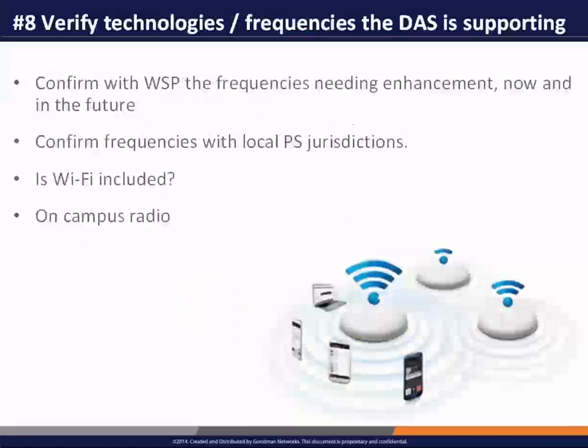Touched on that a moment ago. Going to A, verifying the technologies and the frequencies is critical. You need to confirm, when you talk to the carriers, what frequency bands they expect you to use now and in the future. Typically, your designer will do that, and there needs to be some kind of commitment by the designer to make sure that the system is delivering what the carrier requirements are.